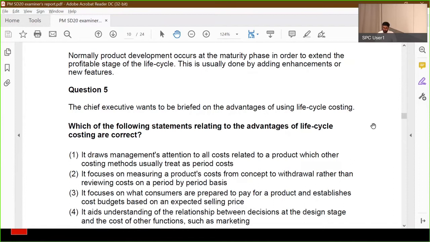2, it focuses on measuring a product's costs from the concept to withdrawal rather than reviewing cost on a period by period basis. Instead of that, you would have looked at the cost of a product year by year.